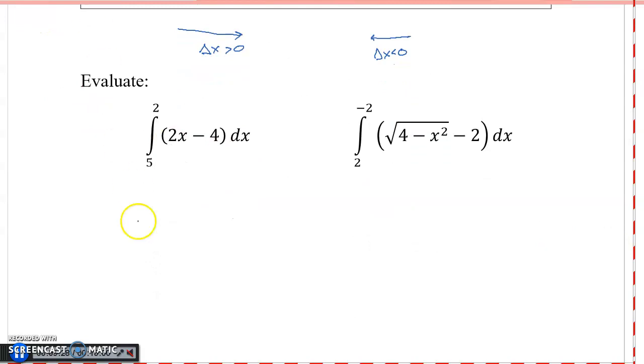So if we try to find the area here, well, we're going to start with a graph, -4, 1, 2, 3, 4. And we'll go up 2, so here to here to here.